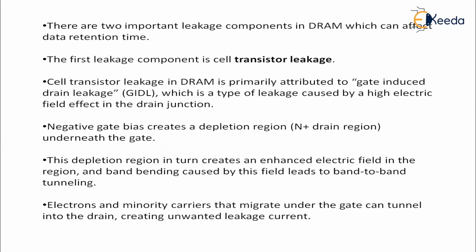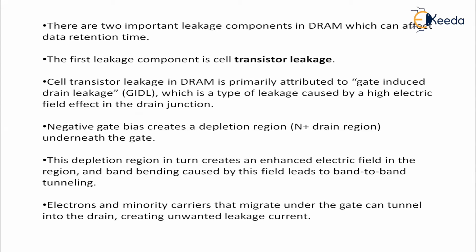Now, what are the leakage components in your DRAM? There are two important leakage components in DRAM which can affect your data's retention time. The first leakage component is cell transistor leakage. It's nothing but the subthreshold conduction that we saw in the SRAM as well. The same here, there is a transistor leakage. The other is GIDL, gate induced drain leakage, which is a type of leakage caused by the high electric field effect in your drain junction.